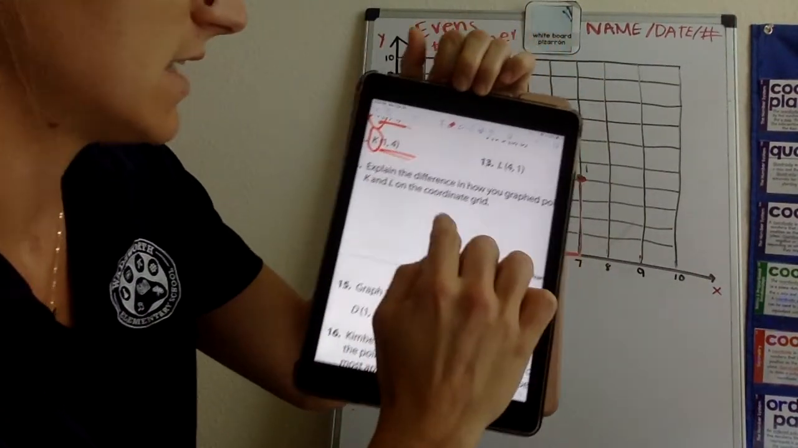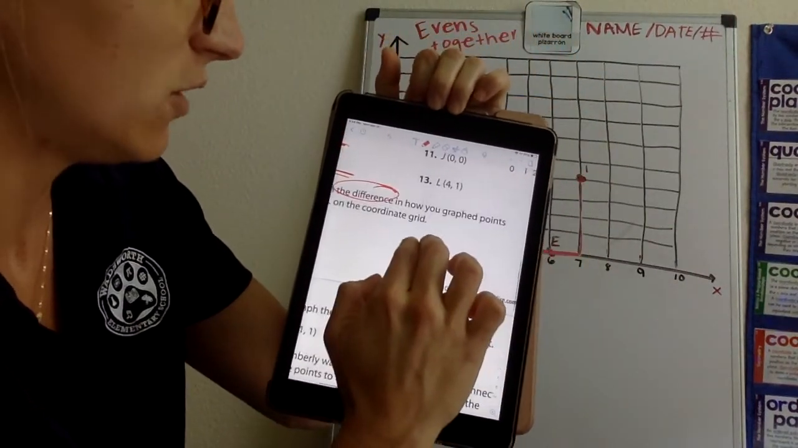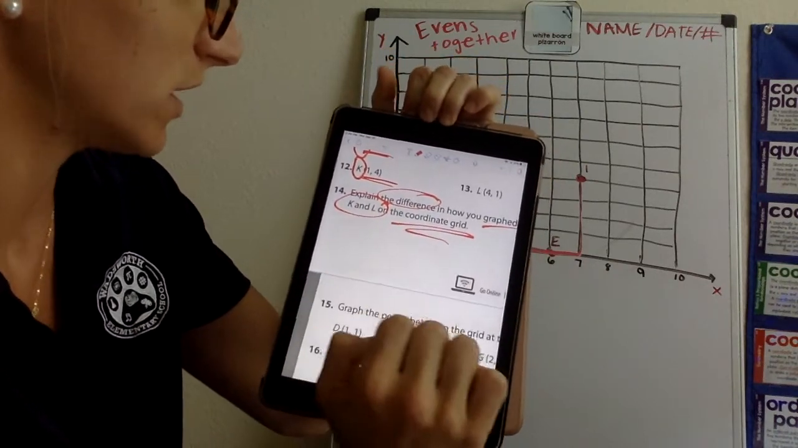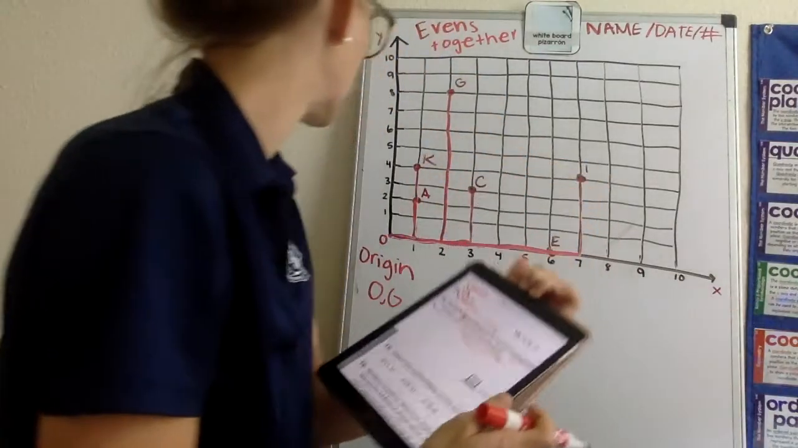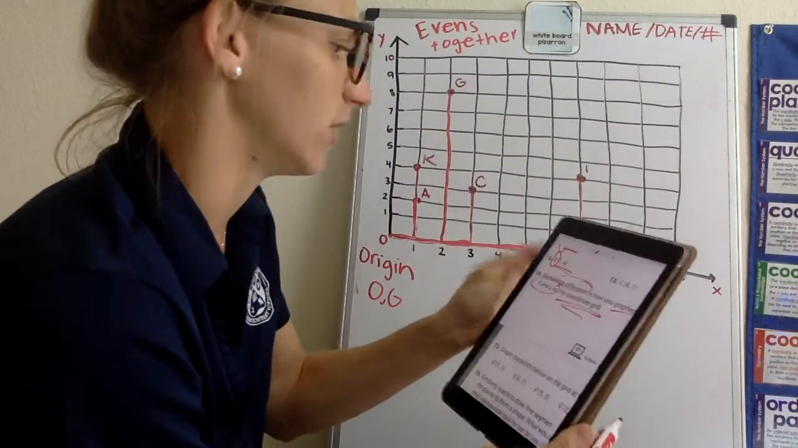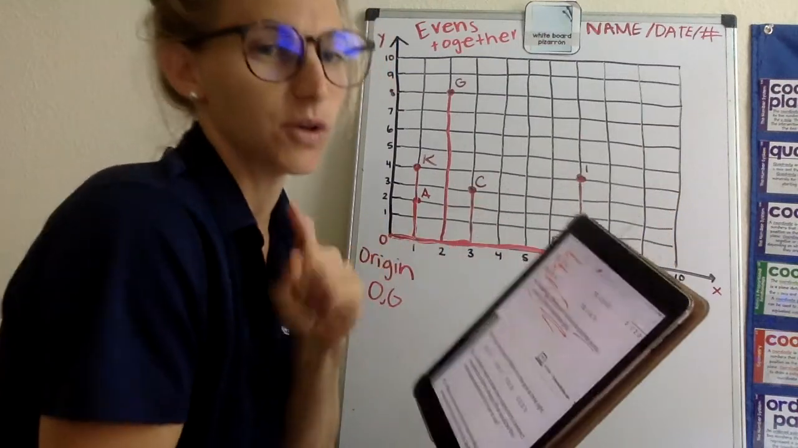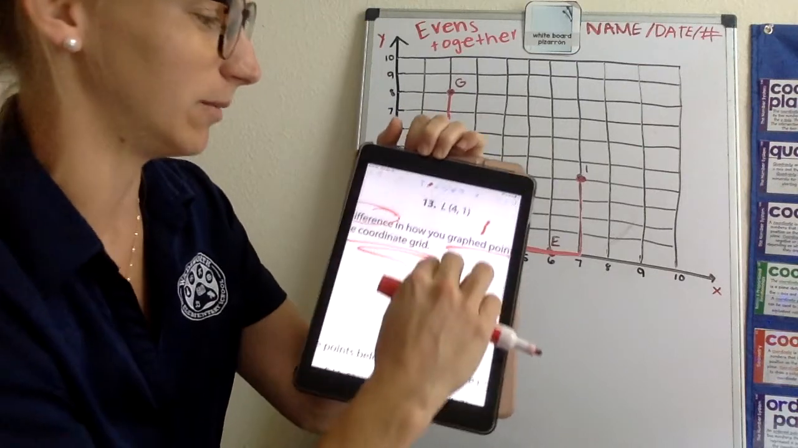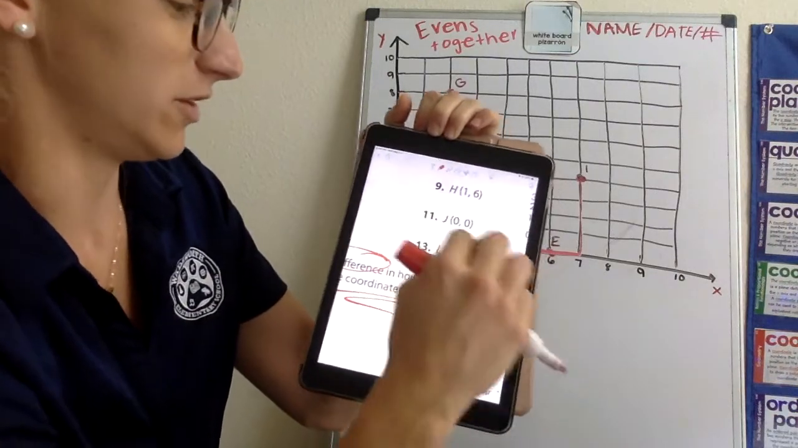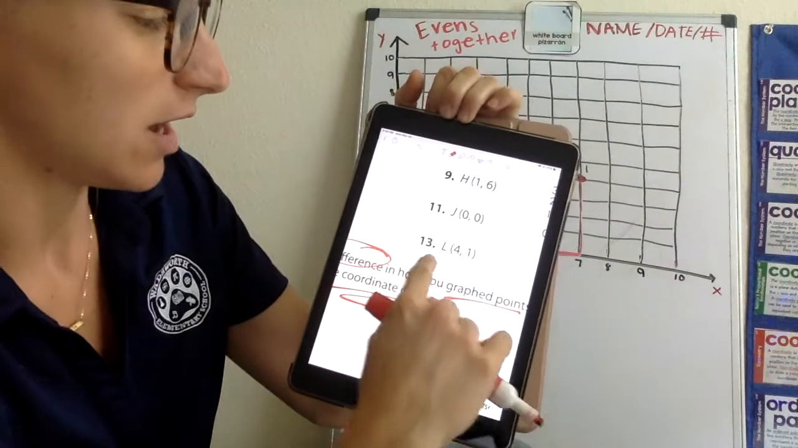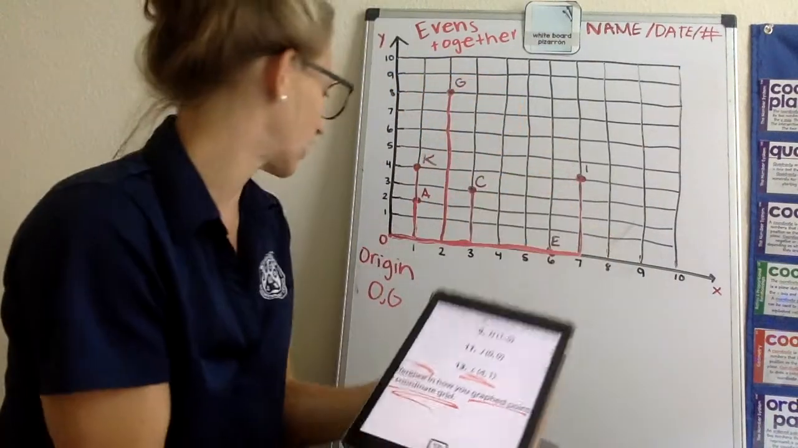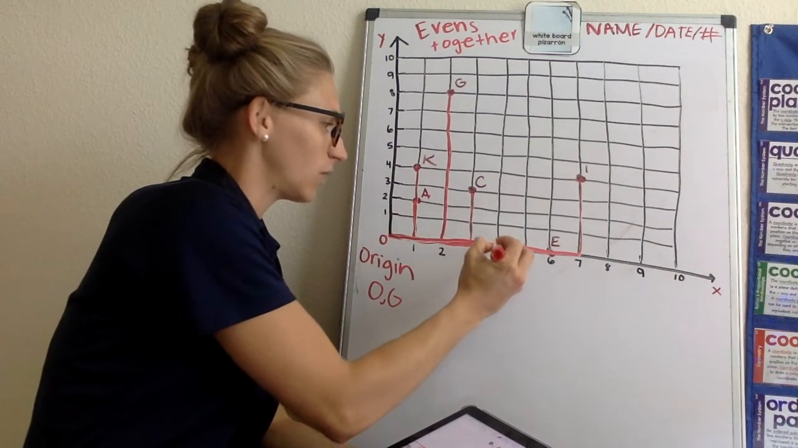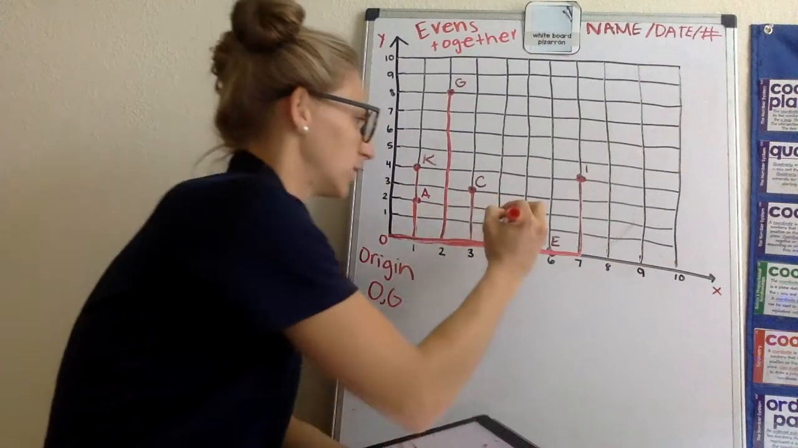All right, we're going to look at number 14 together. Number 14 says, explain the difference in how you graphed points K and L on the coordinate grid. So we've got to take a look at K, and we've got to take a look at L. Ooh, we didn't even do L. You guys get a little freebie. I'm going to plot L, which is number 13. It is an odd problem, but I am going to do it with you right now. So let's plot L. It's 4, 1. We're going to start at the OG, and we're going to crawl 4. 1, 2, 3, 4. We're going to stand 1, and that was L.